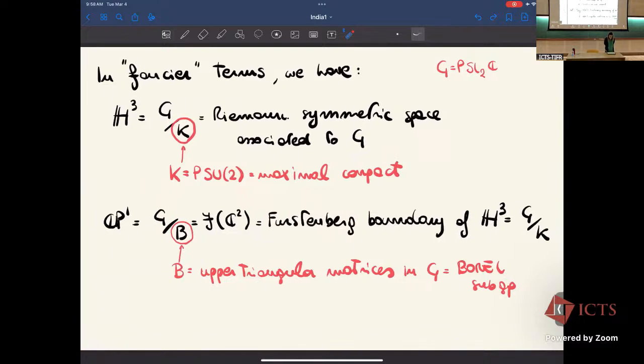And if we want to think in fancier terms, we can write H3 as the Riemannian symmetric space of PSL2C, and CP1 as its Furstenberg boundary. We will see these flag varieties appearing in the boundary of the symmetric space, and these will be the spaces that we will say something about, with the hope that understanding what happens at infinity, or in the boundary, will help us say something about what's happening in the symmetric space.